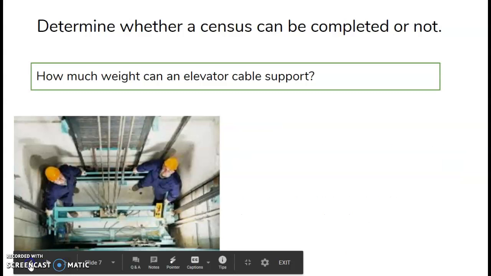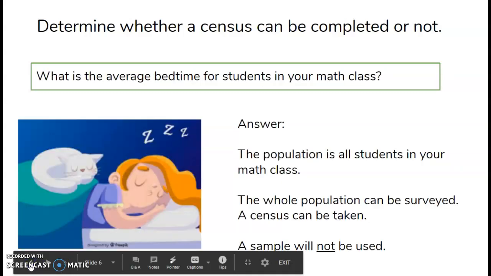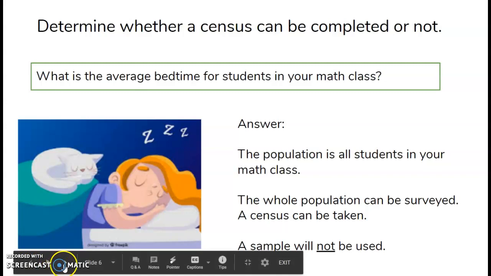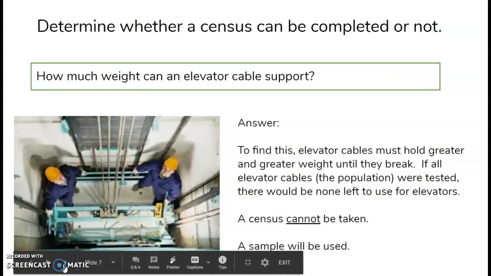Just want to back up for a second here. So this one, because I use the whole population, any numbers we derive from this survey would be called parameters because we use the whole population. And then this one is a statistic.